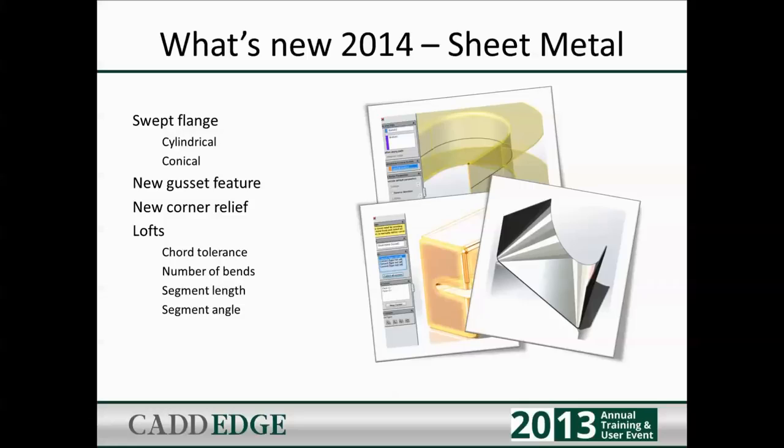There's a new gusset feature, which is this one down here. So lengthening ribs, gussets within or going over a bend line, they were kind of tricky, or you couldn't do them prior to 13. When 13 came out, we had the option to ignore that one feature to be able to flatten our part. Now, 2014, we can put the gusset in and flatten it as well. There's a new corner relief feature, and there's some enhancements to lofts as well.